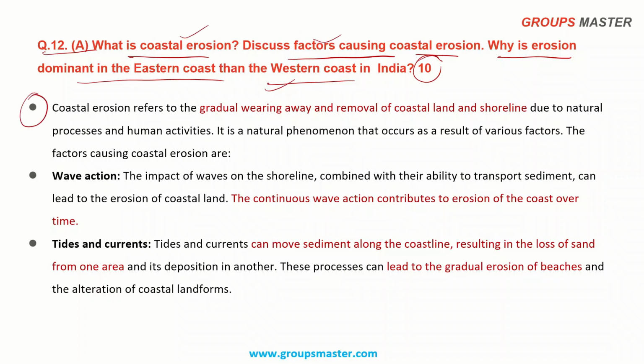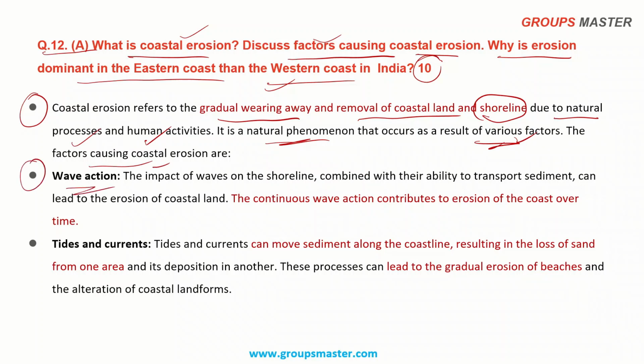Let us try to answer the first part of the question, that is what is coastal erosion. By defining it, coastal erosion refers to the gradual removal of coastal land and shoreline either due to natural processes or by human activities. It is a natural phenomenon. Coastal erosion occurs as a result of various factors. Let us see the factors that are causing coastal erosion.